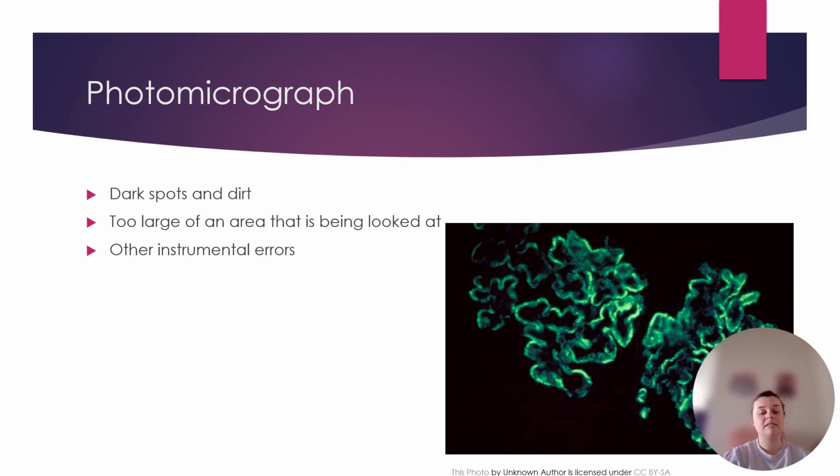Also, if the scientists are looking at too large of an area at a time, it can really distort the image and give them a false sense of what they are actually looking at. Also, other instrumental errors can be not cleaning equipment properly, not knowing the strategies of using a photomicrograph, basically any other lab errors that could happen. Those could all be limitations of error. That goes for almost every murder case, though, but it is a good thing to keep track of.